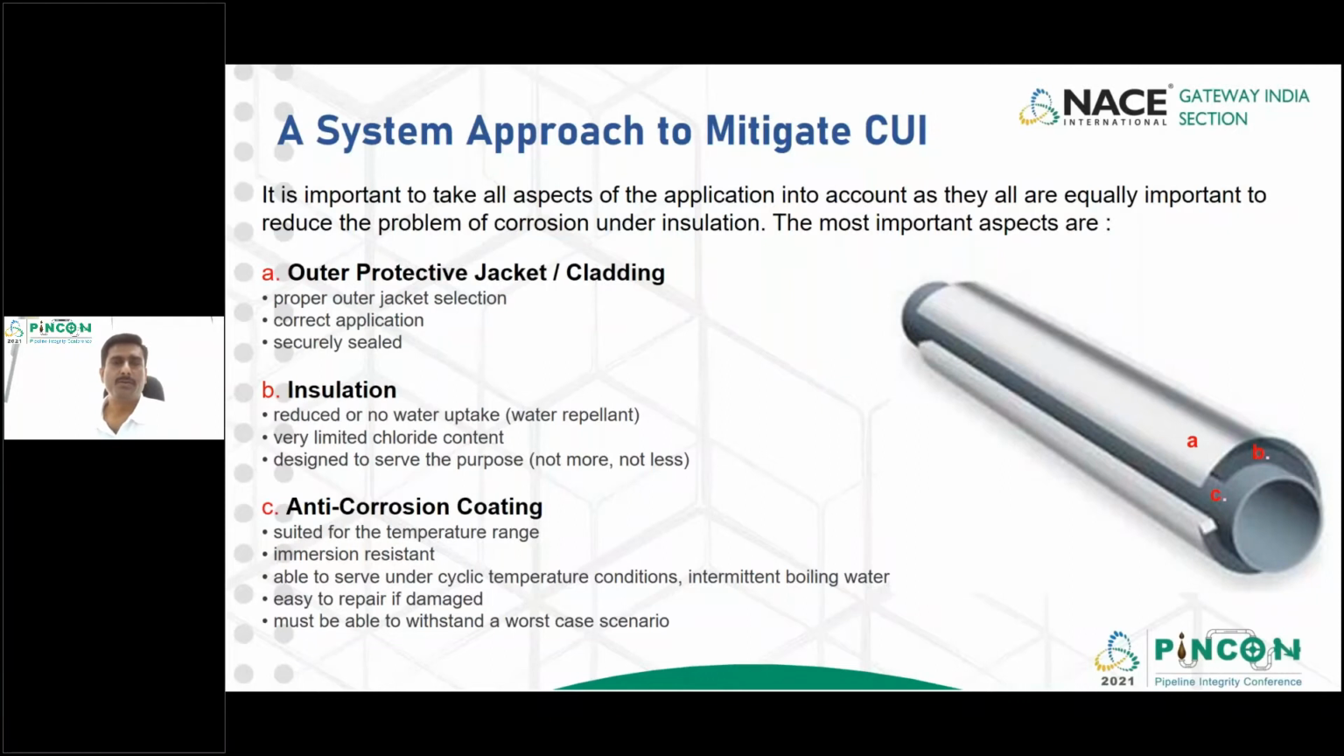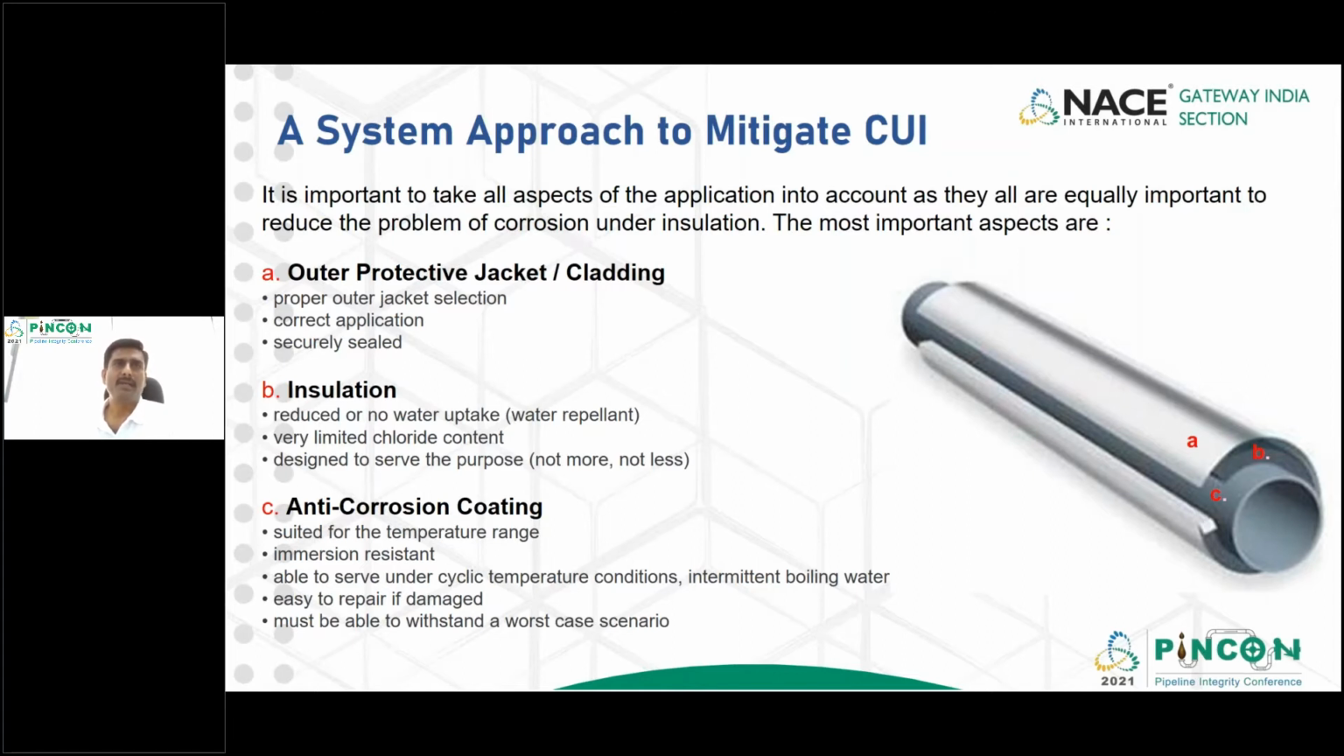The new system approach to mitigate corrosion under insulation: it is important to take all aspects of the insulated piping application into account, as they are all equally important to reduce the problem of corrosion under insulation. The most important aspects are the outer protective cladding, insulation, and anti-corrosion coating.